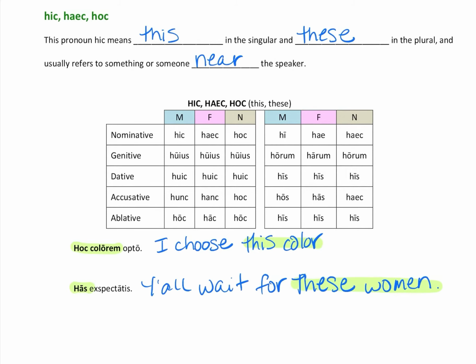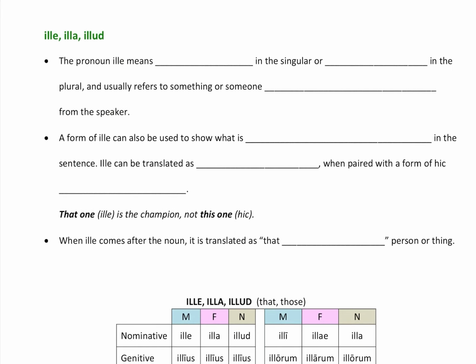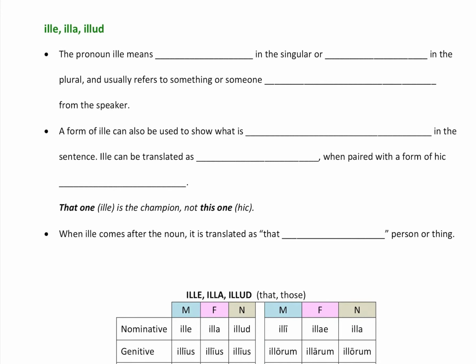All right, let's look at the next one. Ille, illa, illud. The pronoun ille means that in the singular or those in the plural. So instead of being this and these, it's that and those. Because it's that, this implies close by. That refers to someone or something at a distance from the speaker. We use it the same way in English, so it's not that complicated.